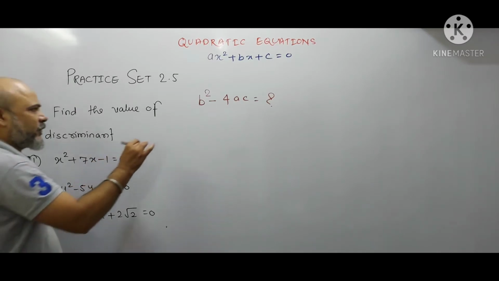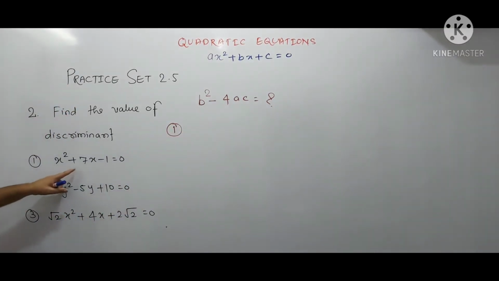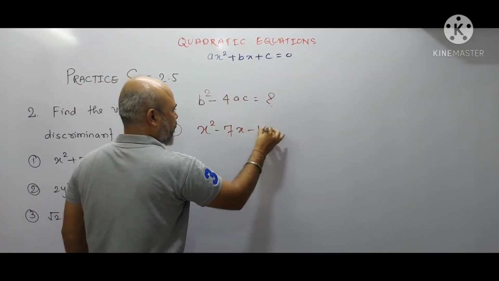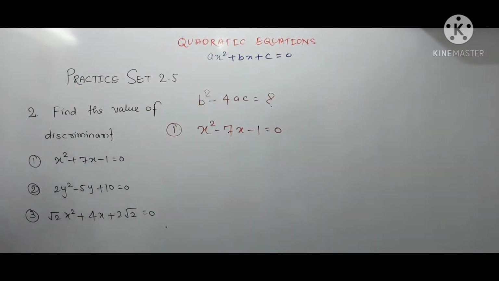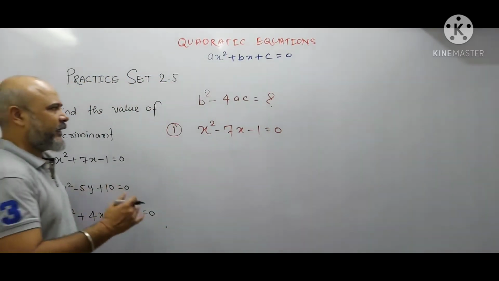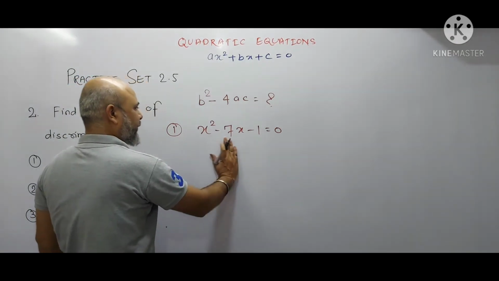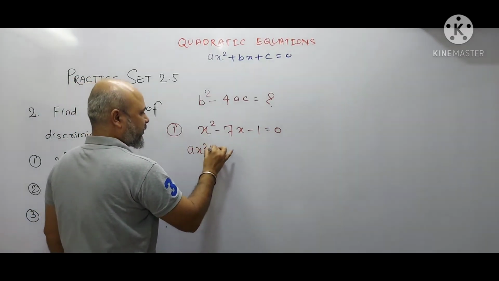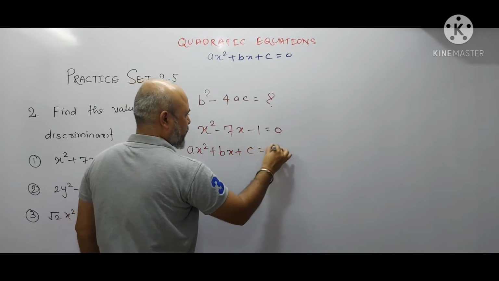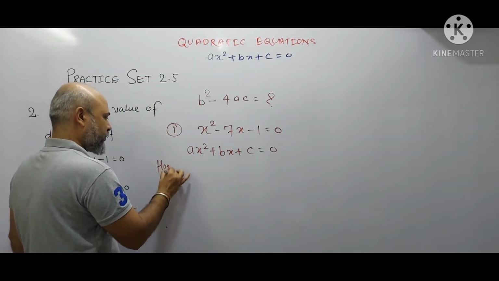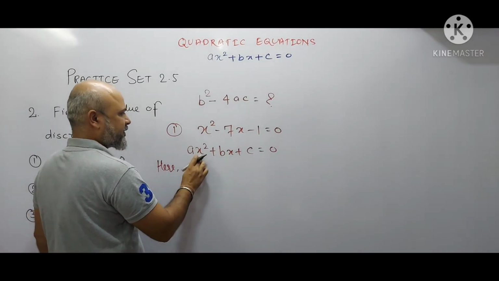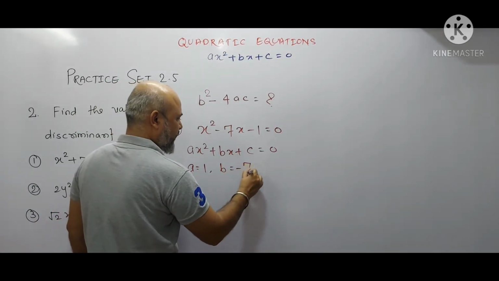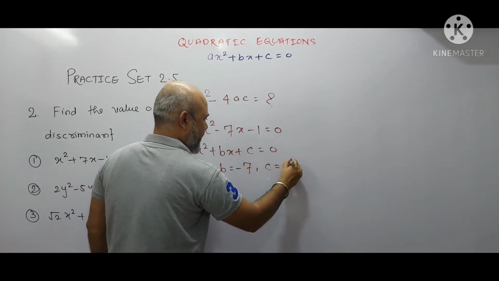Now first equation, that is first quadratic equation, that is x square minus 7x minus 1 is equal to 0. So how will find the value of discriminant? For that we need the value of a, b and c. So therefore we are going to compare this quadratic equation by general form, that is ax square plus bx plus c is equal to 0. So here you will get a is the coefficient of x square. Here coefficient of x square is 1. b is the coefficient of x, which is equal to -7, and c is the constant, which is -1.